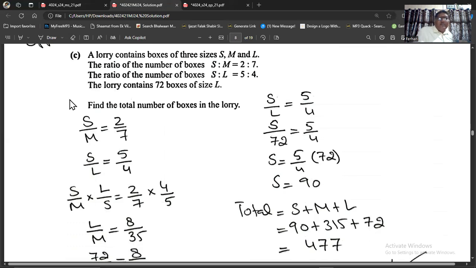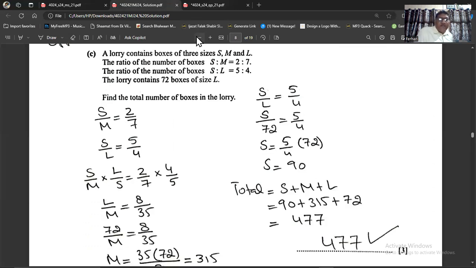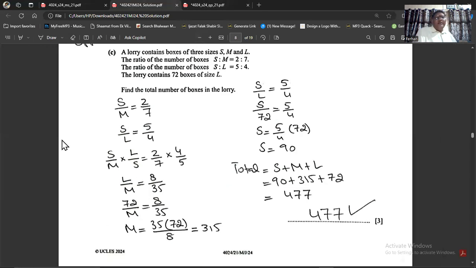So here we go. Let me suppose the small to m is 2 to 7, so s divided by m will be equal to 2 by 7. Small to large is 5 to 4, so s by l will be equal to 5 by 4. What I will do is multiply these two by flipping this one. s by m multiplied by l by s will be equal to 2 by 7 multiplied by 4 by 5, which is also flipped. The s and s will be cancelled. You will have l by m equals 8 by 35.